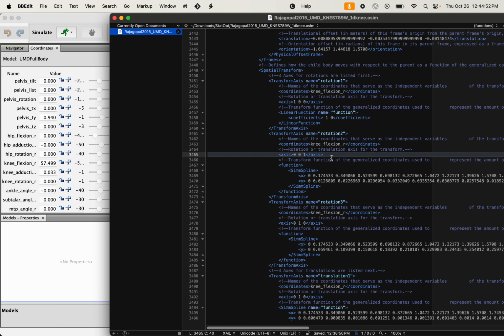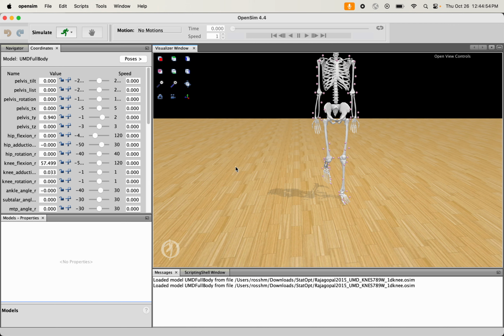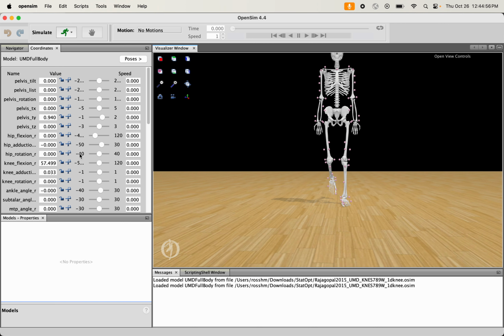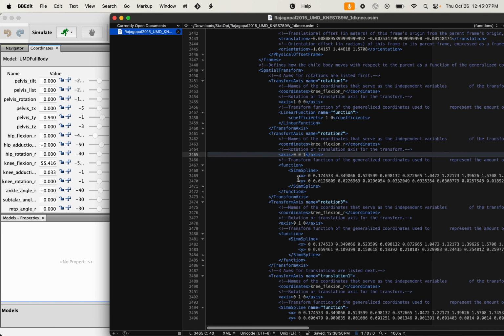Okay. So it's probably hard to see here, but while the knee is flexing and extending, it's actually subtly adducting and abducting itself as well. And that's probably hard to see here. So to kind of exaggerate it, I'm going to go into this output of this spline and just increase all of them by a factor of 10 to make that a little bit easier to see.